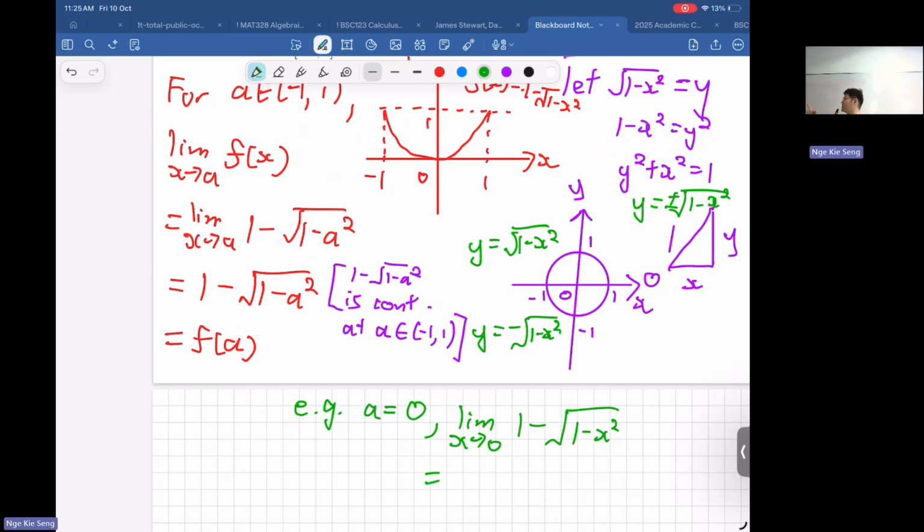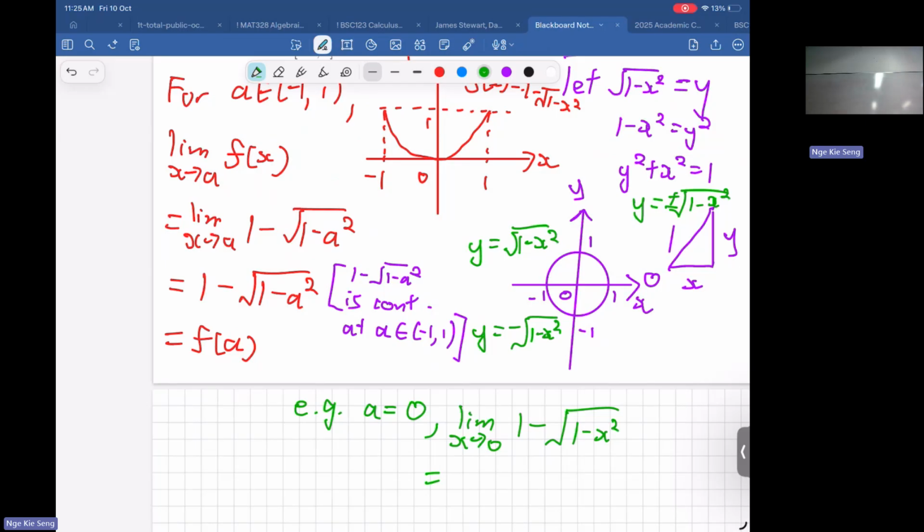So do you know how to find this limit here? 1 minus square root of 1 minus x squared. Can we use limit law here? Why? The limit as x goes to 0 of x squared exists or not? Which is what? 0, right? So this limit exists. Then the limit of 1 minus this function also exists because 1 is a constant. So everything here exists. So the square root of that function also exists.